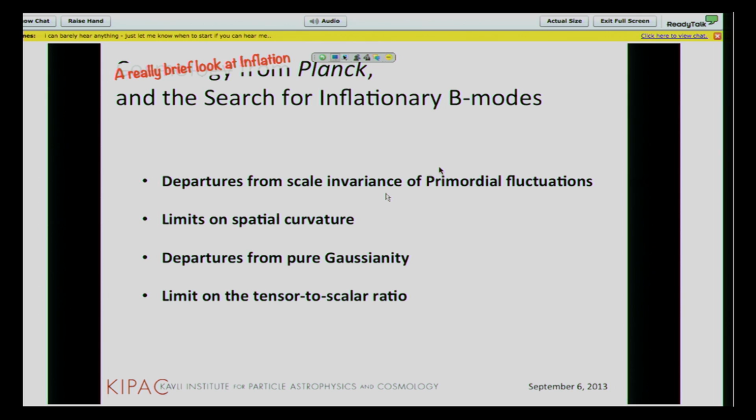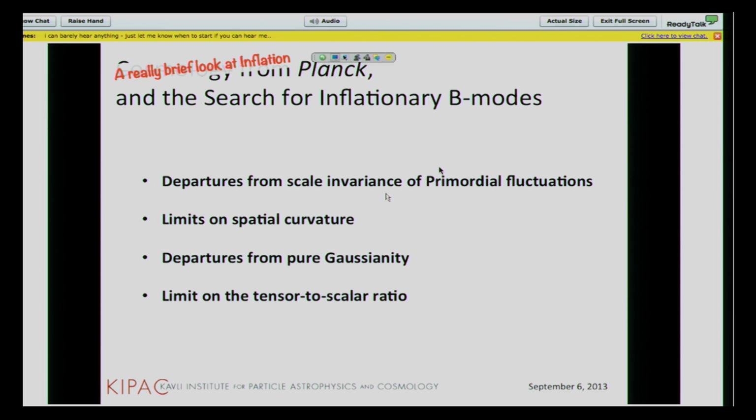But just very briefly, there's too much cosmology from Planck to talk about in a 20-minute talk. So I'm going to take just a very brief look at inflation from Planck and where things are headed with the next generation of CMB polarimeters.